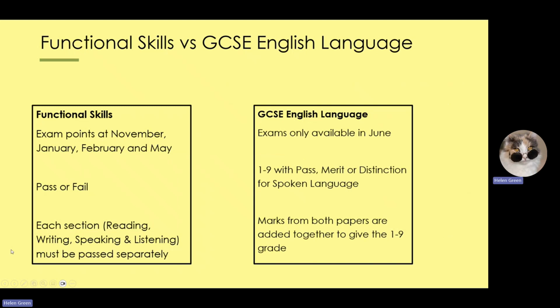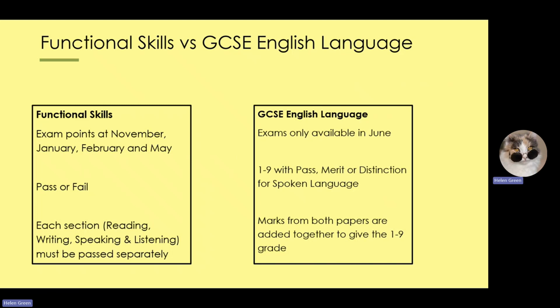The functional skills qualification can also be broken up over the year. You can take exams in November, January, February, and May. Some students might start the year with their speaking and listening and enter that part in November, sit a reading exam in February, and then only have the writing exam in May. GCSEs can only be taken in the summer.